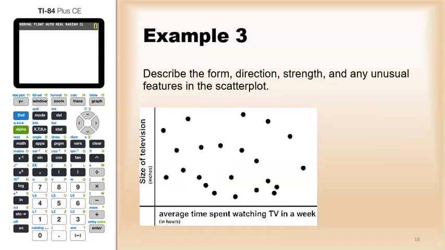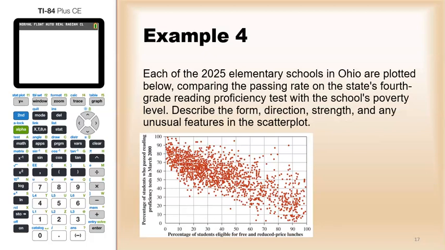Here's another one, comparing the average time spent watching television in a week to the size of the television. Well, looking at this, no real form, no real direction, no apparent outliers. I mean, it's just vague dots. So nothing can really be said about that.